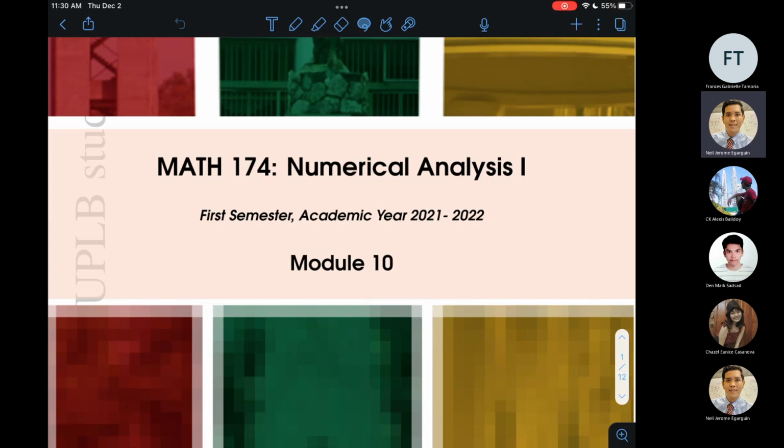Today we will discuss part of module number 10. This is the second to the last module, which contains some miscellaneous ideas about quadrature rules. Last time we talked about developing quadrature rules such as the Newton-Cotes and the Gaussian quadrature rules.